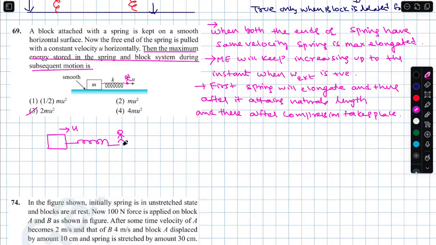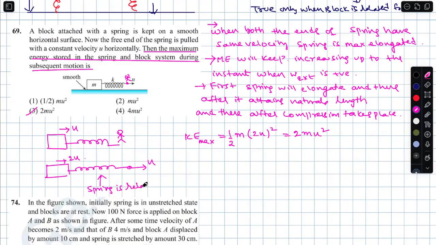This is with respect to the observer. With respect to the ground, you know what is happening? Right. Now, the question is, what is the KE maximum of the system? Half m (2u) squared. This is going to be 2mu squared. This is the stage where the spring is relaxed.